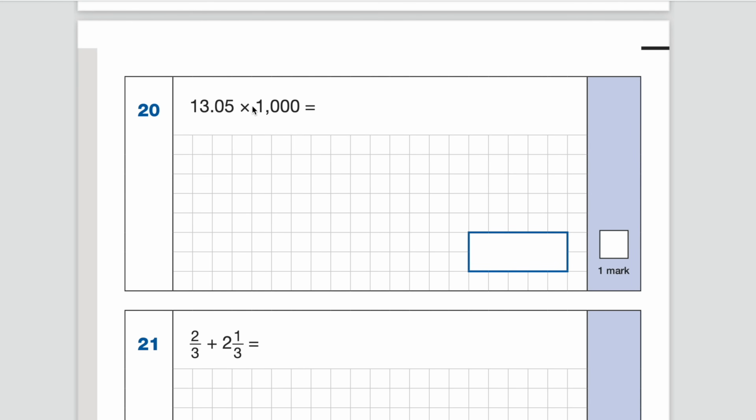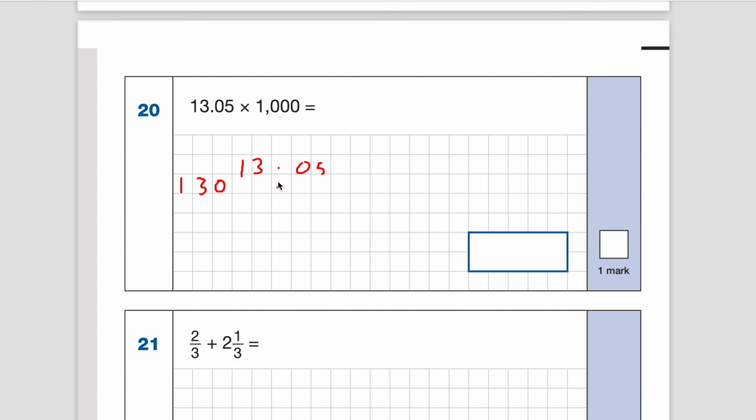Number 20 is another place value question. Before I said if we times by 10, we move everything 1 space to the left. But because we're timesing by 1,000, there's 3 zeros, we move everything 3 places to the left. So we're going to move everything 3 spaces to the left. If you write out the number like this, you can see, put the decimal place, we'll move everything 3 places. So 1, 2, 3, this is where our 1 goes. 1, 2, 3, this is where our 3 goes.